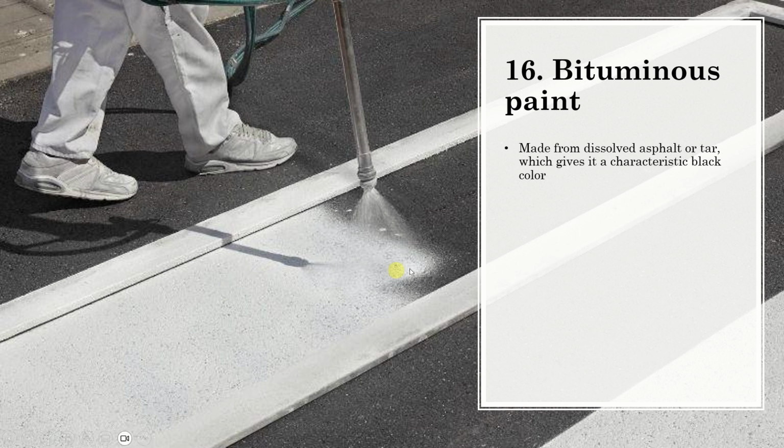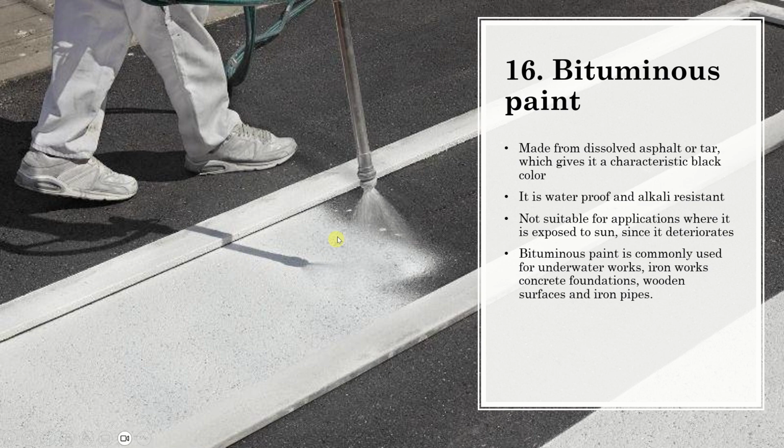Bituminous paint. It is made from dissolved asphalt or tar, which gives it a characteristic black color. It is waterproof and alkali resistant. It is not suitable for applications where it is exposed to the sun, since it will have deteriorating properties. Bituminous paint is commonly used for underwater works, iron works, concrete foundations, wooden surfaces, and iron pipes. So the surface shown is representing bituminous, and it will be used underwater, not on sun exposed surfaces. It also helps provide rust resistance when applied on metals.